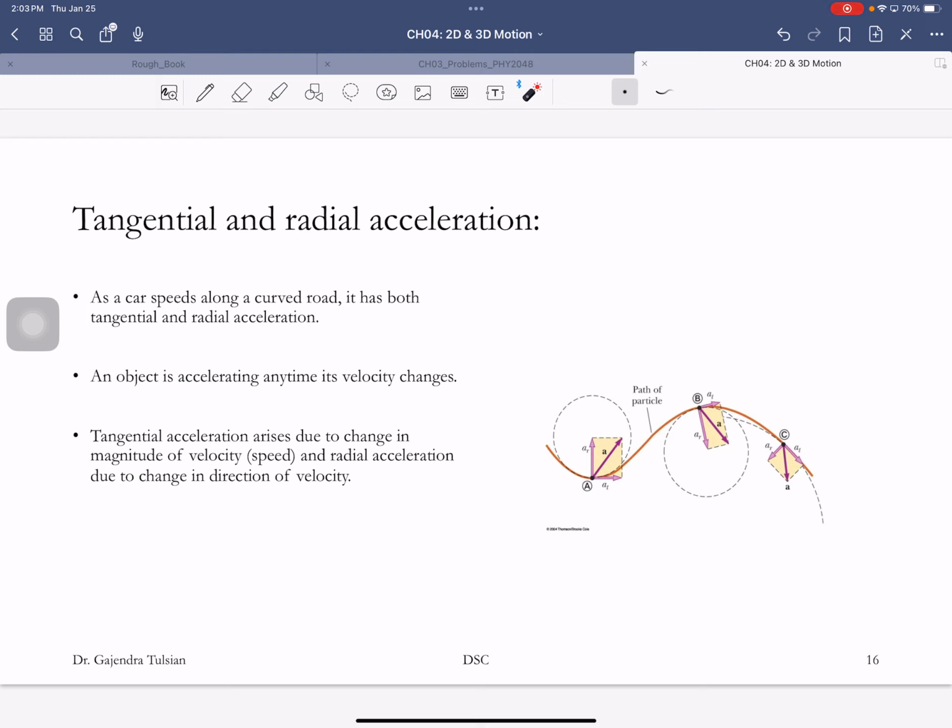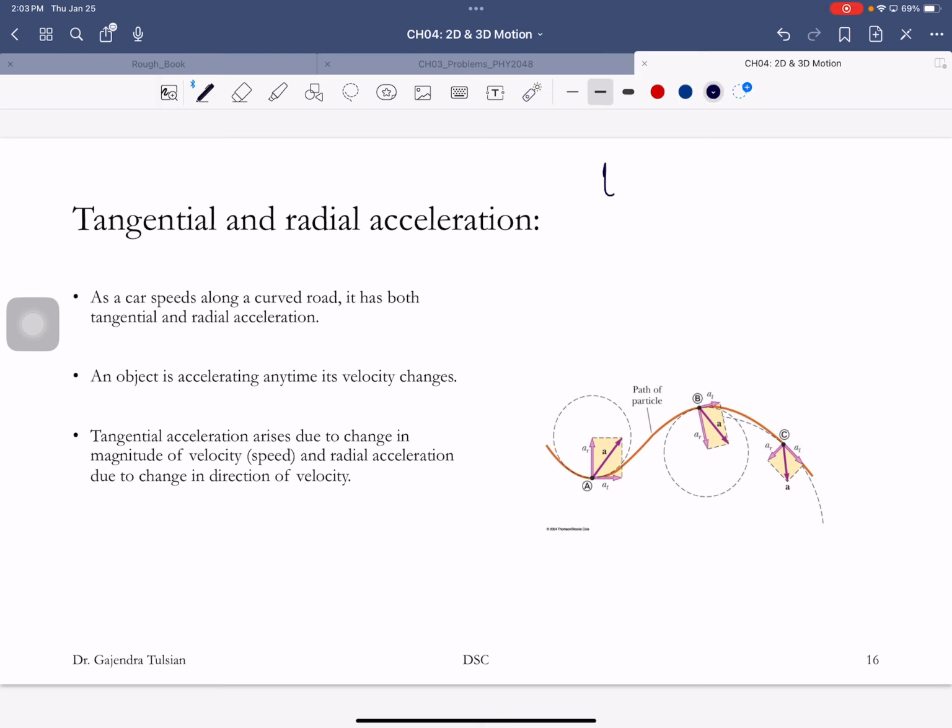Okay, so what are these terms? Tangential and radial acceleration. What does this mean, tangential acceleration? It only intersects at one point. I'm sorry? It only intersects at one point. Okay. No, it's tangent to the trajectory. Radial acceleration is pointing towards the center.